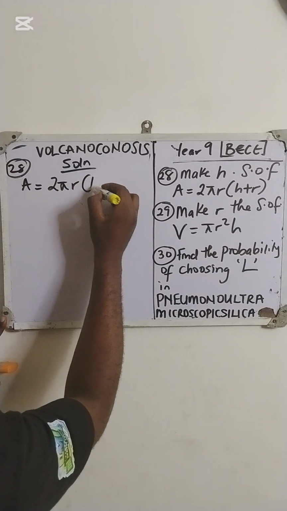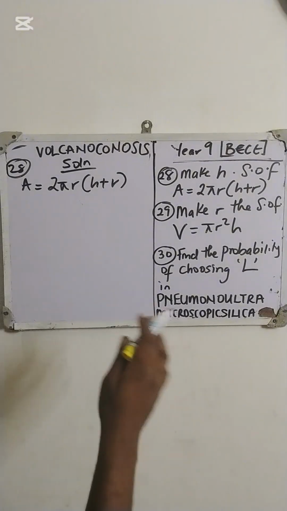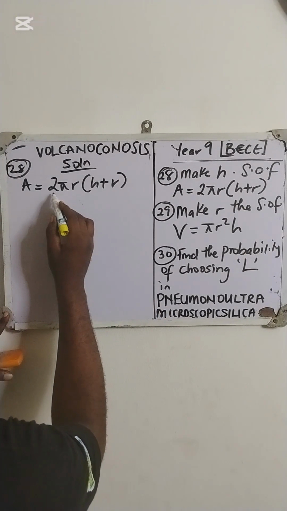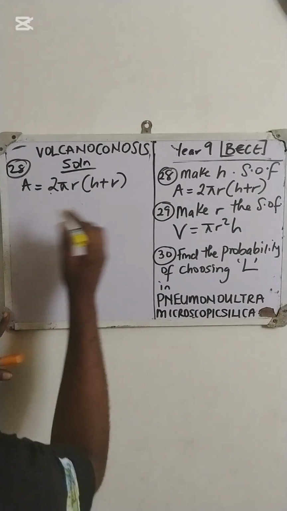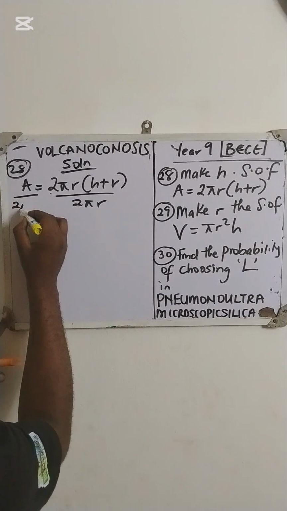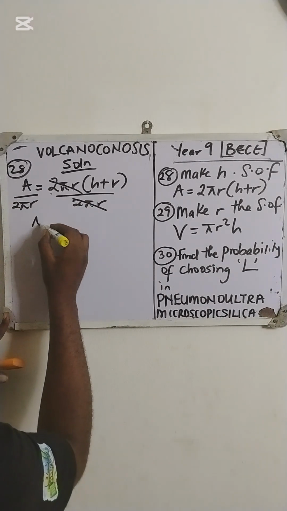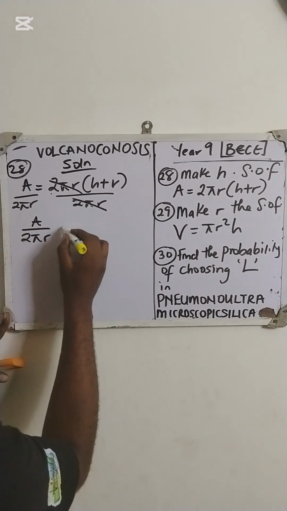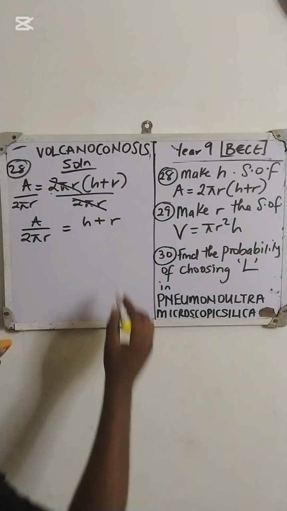We have a equals 2 pi r times the bracket h plus r. So what do you do first? Do away with the brackets. That's the first thing. So we can divide both sides by 2 pi r. Let's divide both sides by 2 pi r, so this will go. So we have a over 2 pi r equals h plus r. See, you've seen the answer already?